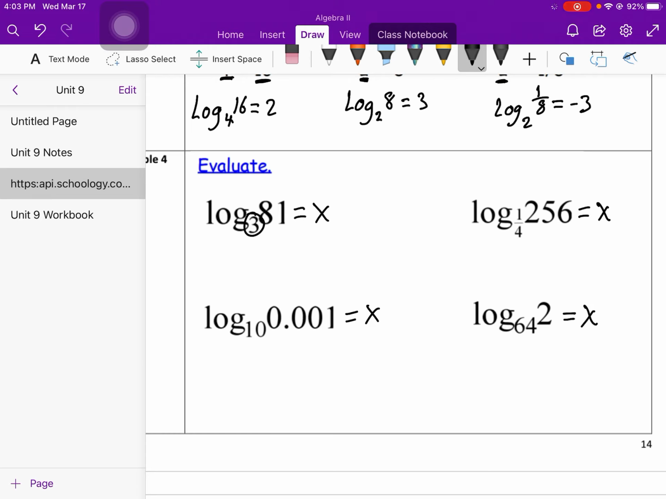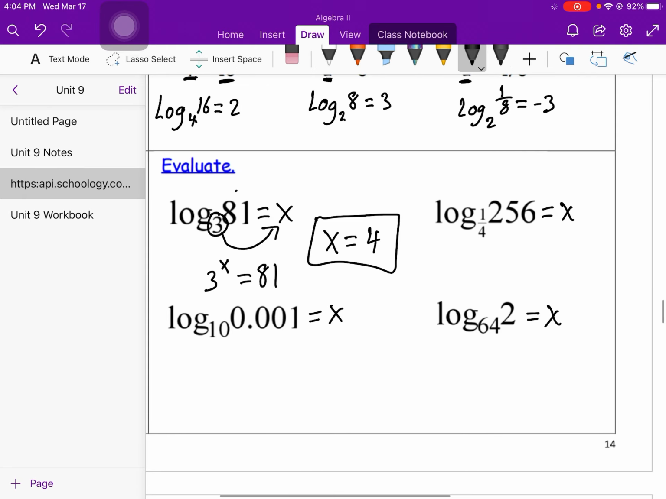So we identify the base, and we rewrite it as an exponential function because it's just easier for us to understand when we visualize it like that. So 3 to the x has to equal this number here of 81. Then you just have to think for a second, 3 to what power is going to get you 81? So this one would be x equals 4. You have to kind of remember a lot of your common exponents for these.